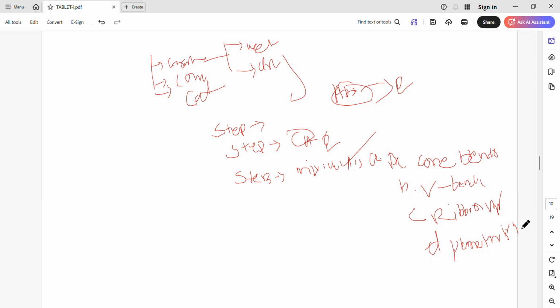After that, in step 4, we use wet massing. In wet massing, the tablet granules form by binding the powder together. In step 4, the binder solution is added slowly. In adding the binder solution, there are two methods used.